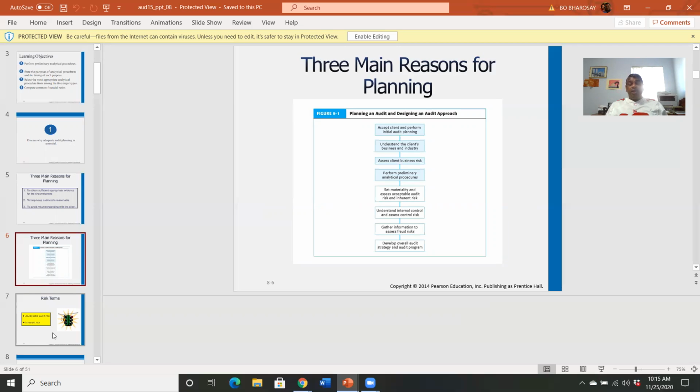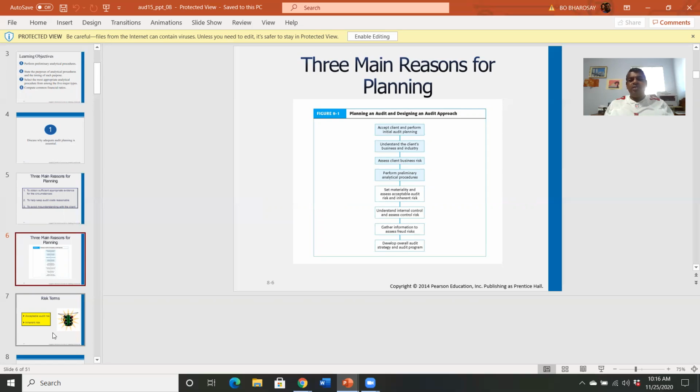In chapter 9, we're going to discuss setting materiality and assessing acceptable audit risk. In chapters 10 and 11, we'll talk about understanding internal control and assessing control risk. In chapter 13, we're going to talk about developing the overall audit strategy and audit program. Now, a lot of what is talked about in chapter 13 are the last two items there. We're talking about it as we go along. In chapter 13, we'll put the whole thing together.